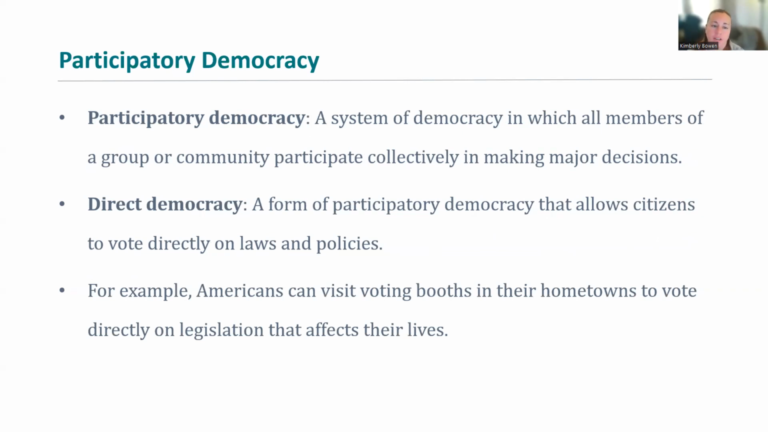You have two different kinds of democracies. You have a participatory democracy, which allows all members or a group of community to participate collectively in making major decisions. And then you have direct democracy, which is a form of participatory democracy that allows citizens to vote directly on laws and policies. So we do not necessarily have a direct democracy when it comes to laws and policies. We generally elect somebody who then goes and represents us.